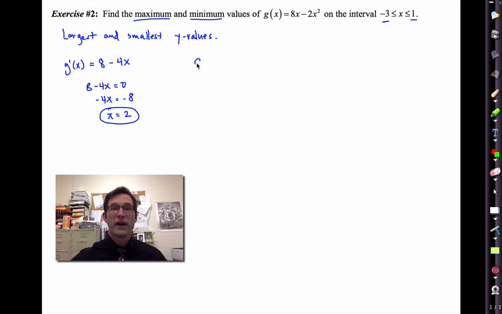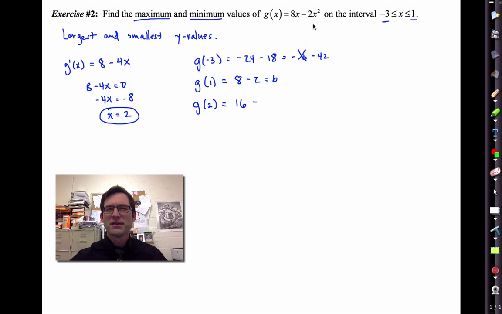We've got two endpoint values, so we're going to evaluate g of -3. It's going to give us -24 minus 18, which is -42. Then we're going to have g of 1, so that's going to be 8 minus 2, which is 6. And then we're going to have g of 2, which is going to be 16 minus 8, which is 8. So it appears that that is our absolute max, and that's our absolute min.